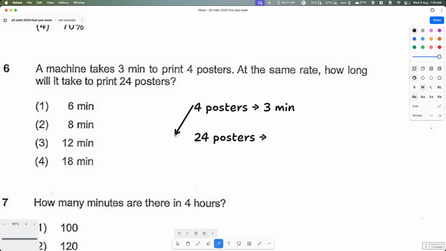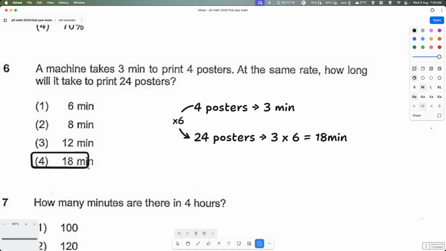I mean, if we divide it, that's what we see over here. Okay, so from 4 to 24, we actually just times 6. So that means over here, we just have 3 times 6. So that gives us 18 minutes. And that's it. So 18 minutes will be option number 4.